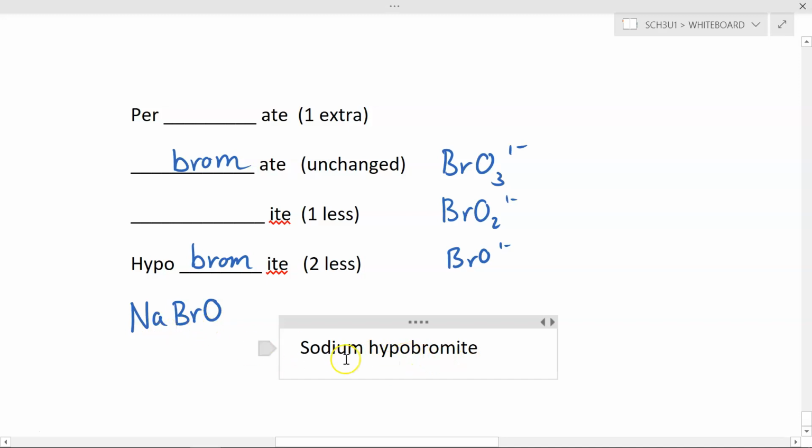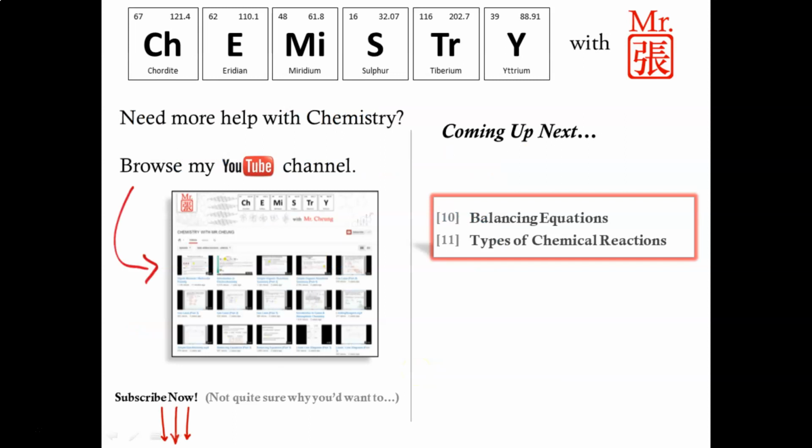Alright, so sodium hypobromite. Alright, in our next video tutorial, we will discuss balancing equations and the different types of chemical reactions.